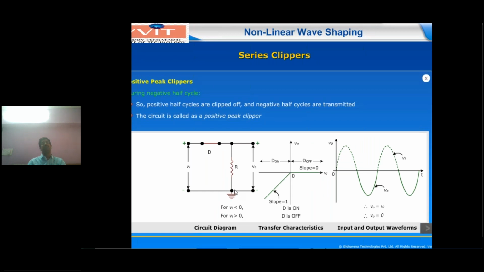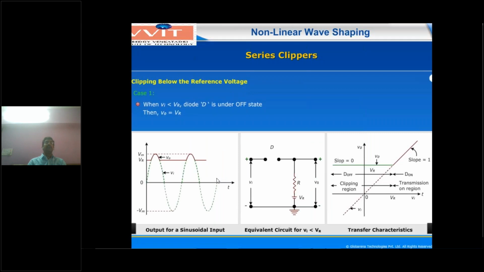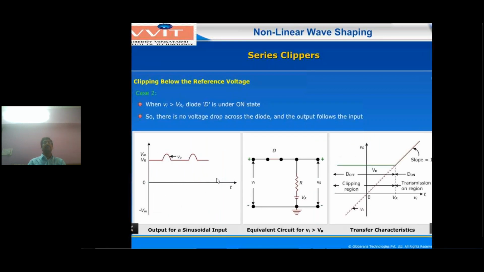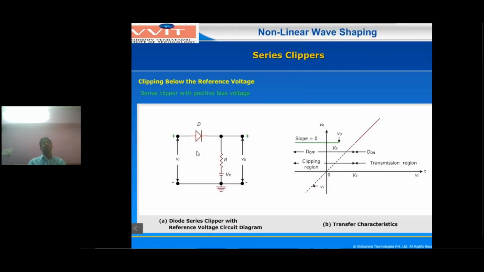There the reference voltage was 0, that's why VI less than 0 and VI greater than 0 were considered. But now the conditions we consider are VI less than VR and VI greater than VR. They are the two conditions. The first condition is VI less than VR. What about the diode? You have to see this diagram.